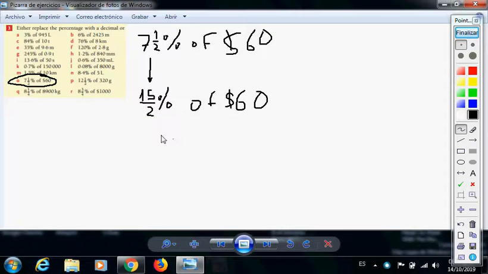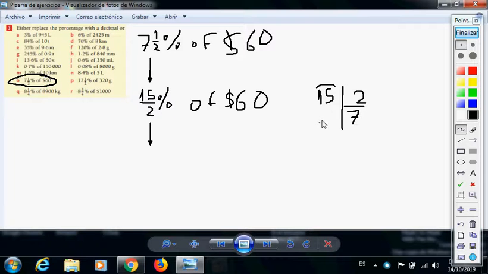Now I have to transform this fraction into a decimal. So what I have to do this time is divide. And what am I going to divide? 15 by 2. Remember that every fraction is also a division. So let's divide the 15 by 2, and the number that I need is 7.